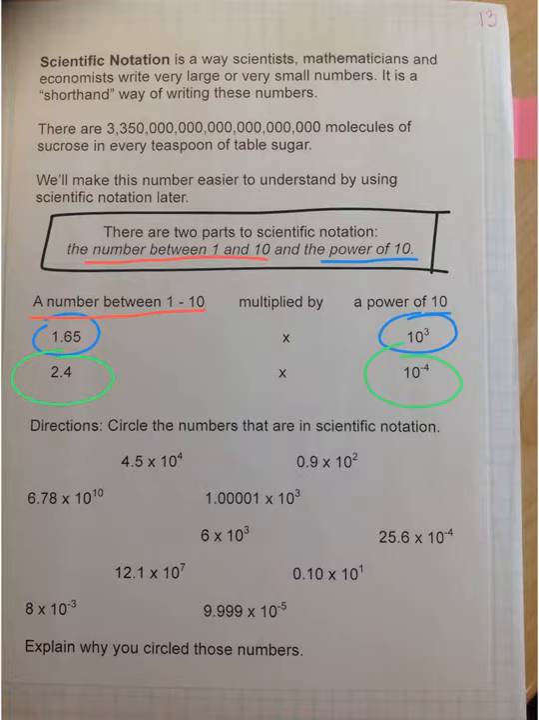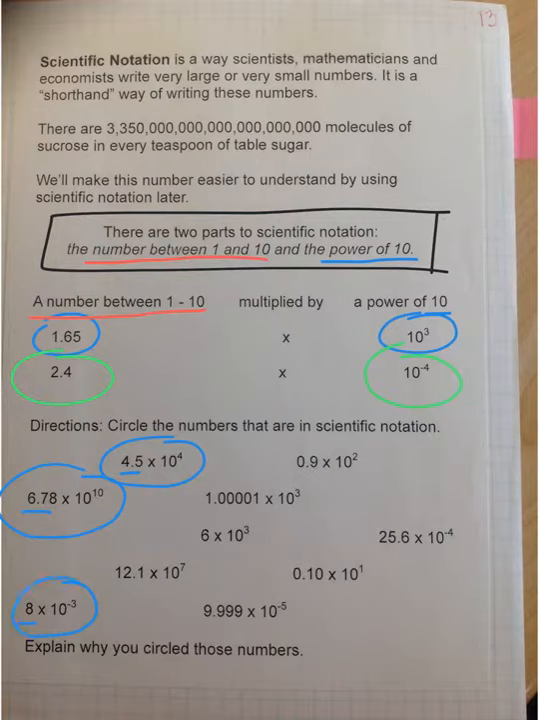You can pause and circle, and I'm going to go ahead and review the answers. So 4 and 5 tenths times 10 to the fourth. Is this a number between 1 and 10? Yes. Is it multiplied by a power of 10? Yes. 6 and 78 hundredths, is that a number between 1 and 10? Yes. Multiplied by a power of 10. 8 times 10 to the negative third, number between 1 and 10, multiplied by a power. Yes, even though it's a negative, it's still a power.